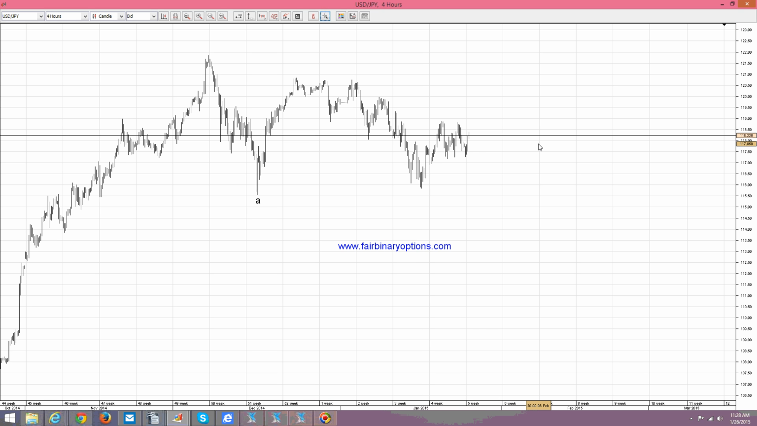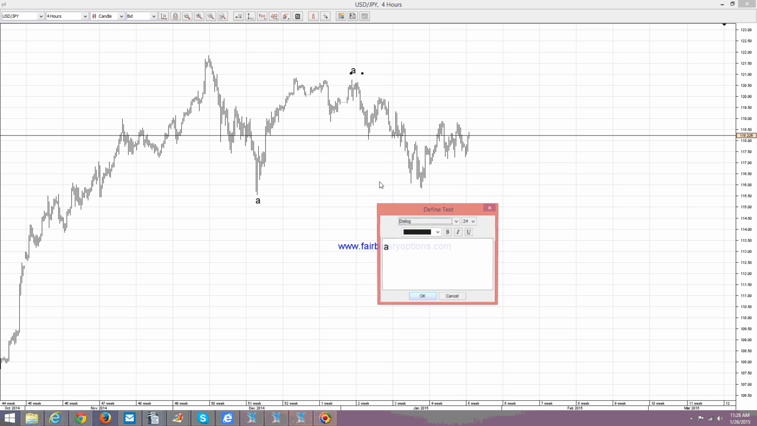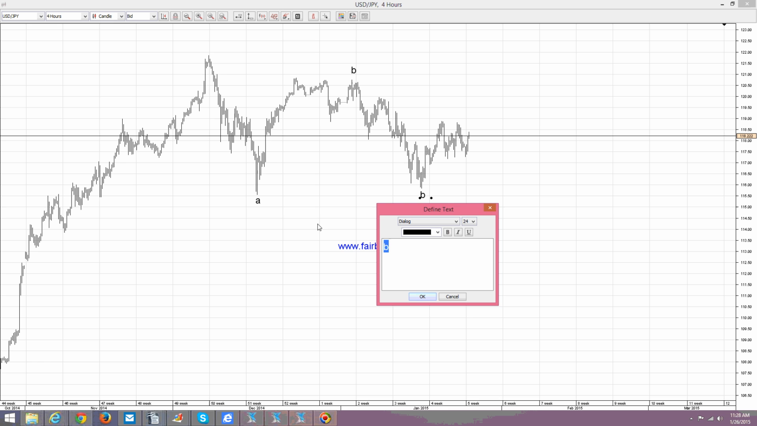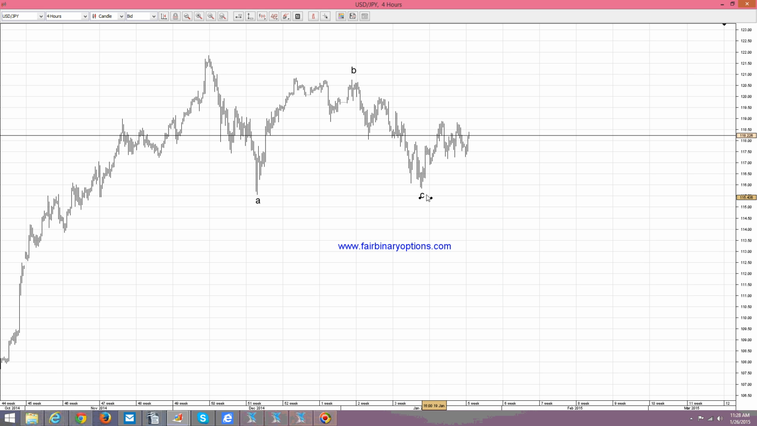So, 2 months of consolidation for the US dollar Japanese yen, and my impression is that this market is still bullish and still needs to move higher than current levels. Our contracting triangle normally should go like this, being wave A, then to have the B wave all the way here to the upside, then to have the C wave in here, A, B, C, and then we should look for the D wave to the upside.